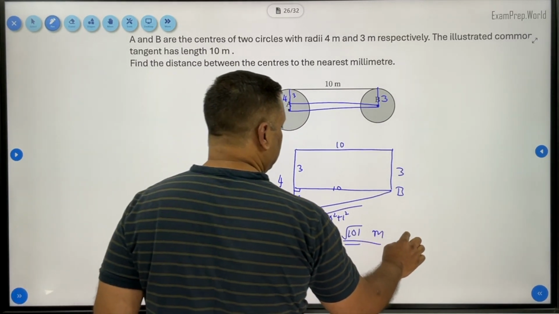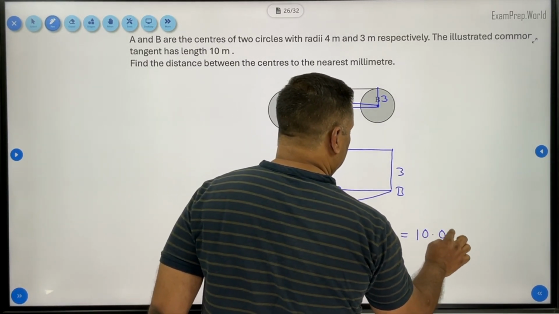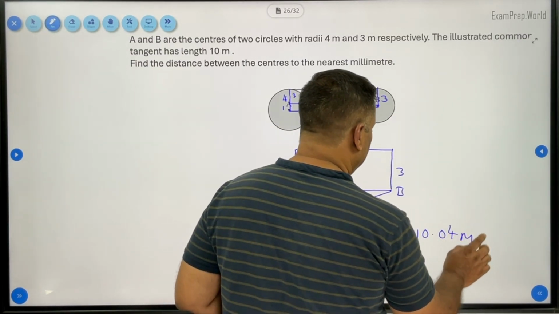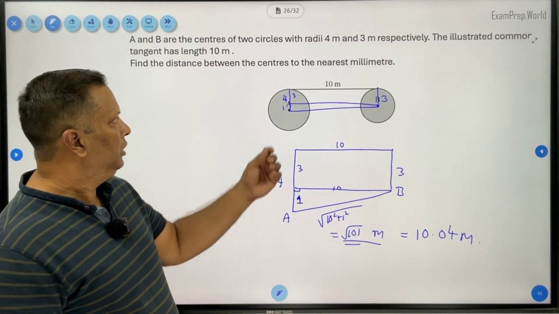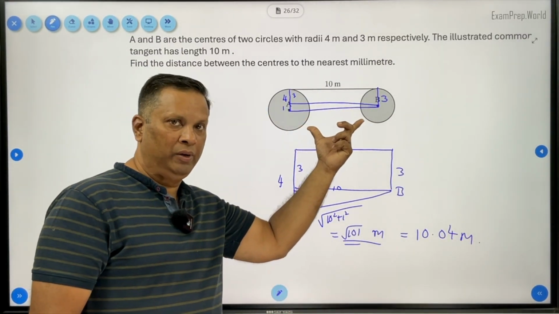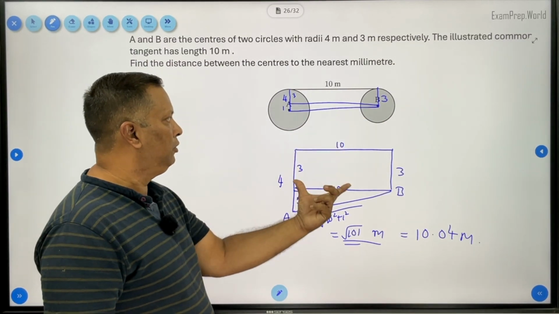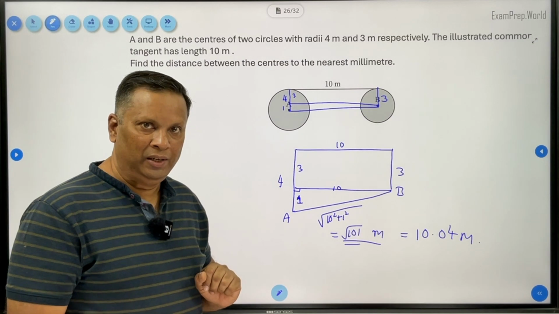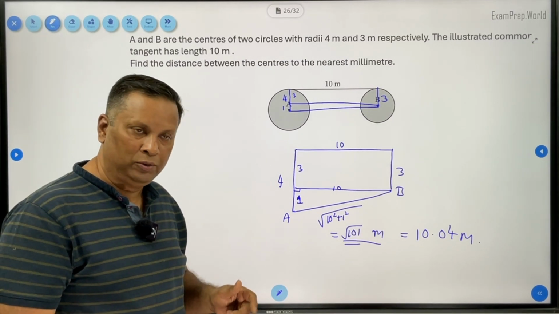10.04 meters. Done. It was easy. So in this diagram it was a little difficult to explain what was happening. So here I have redrawn the whole thing without the circles, and now you have understood it. Clear? So shall we go to the next question?